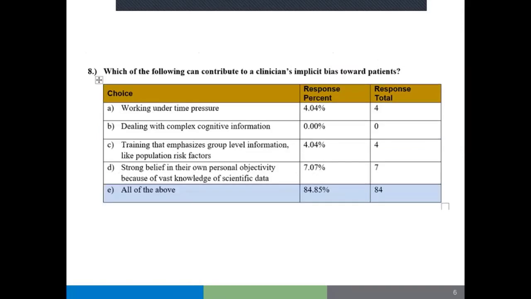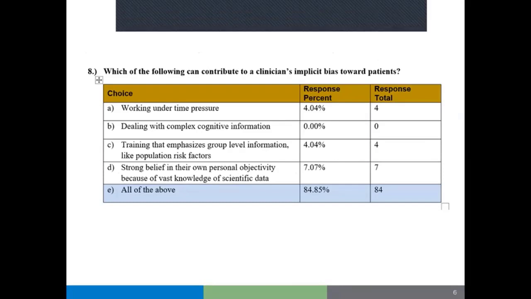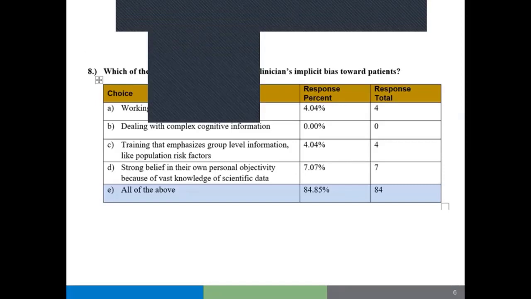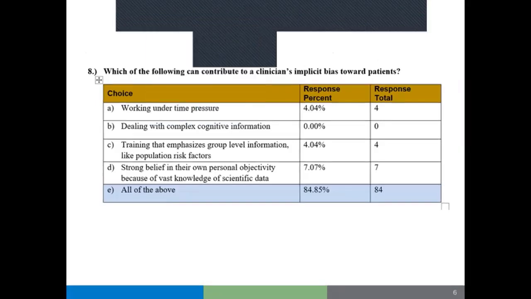And number 8: Which of the following can contribute to a clinician's implicit bias towards patients? And here the answer is E, all of the above. Again, everyone is an individual, so all of the above can contribute to that clinician's view of implicit bias. Remember, physician training really emphasizes group level information like population risk factors and population health, so really getting to that individual care can be something that contributes to a clinician's bias.